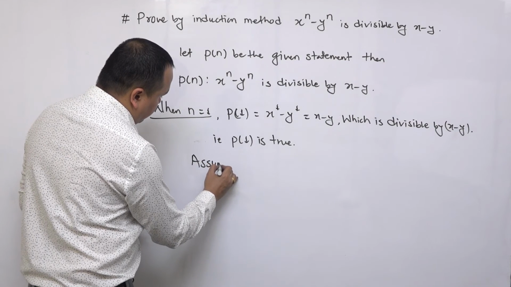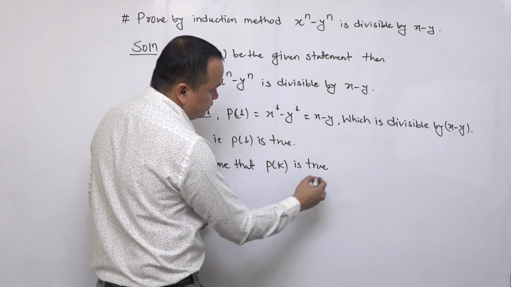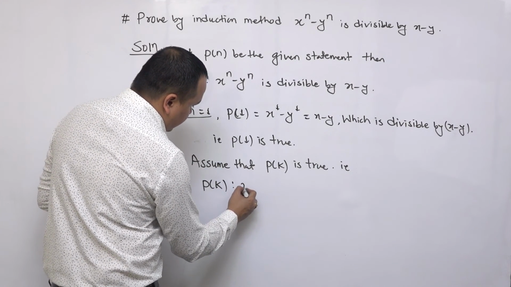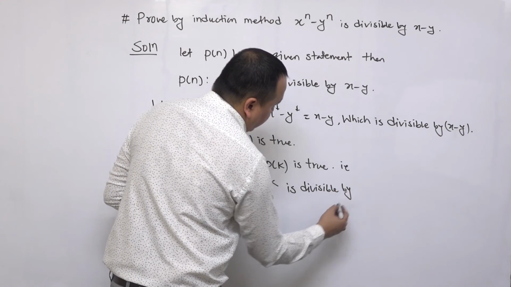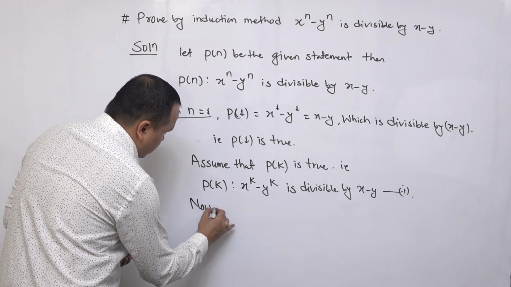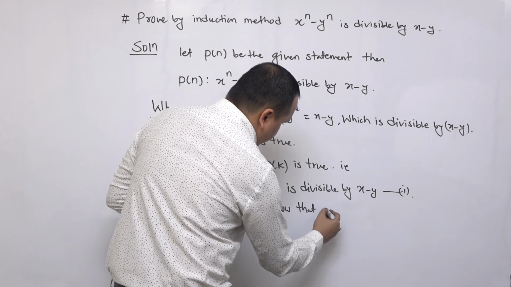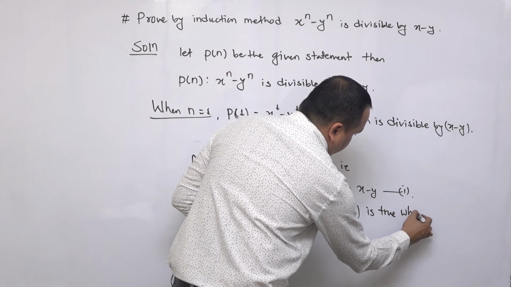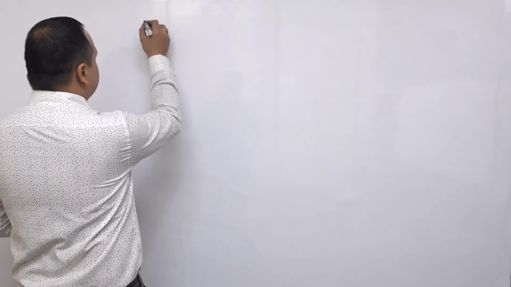Assume that Pk is true. That is, Pk: x to the power k minus y to the power k is divisible by x minus y by I. Now we shall show that Pk plus 1 is true whenever Pk is true.